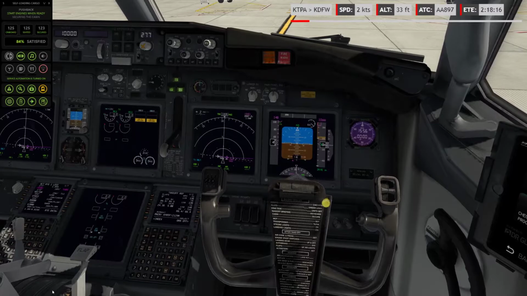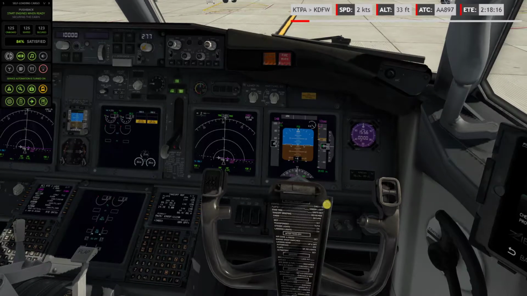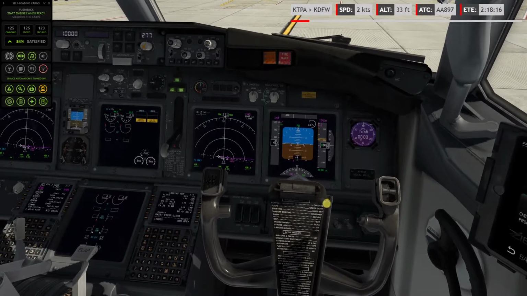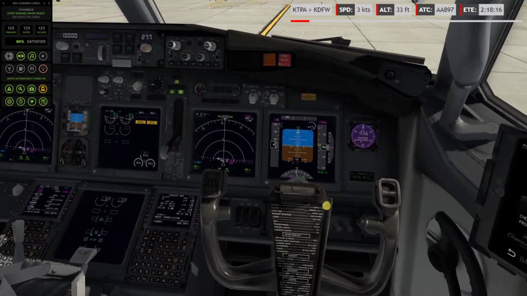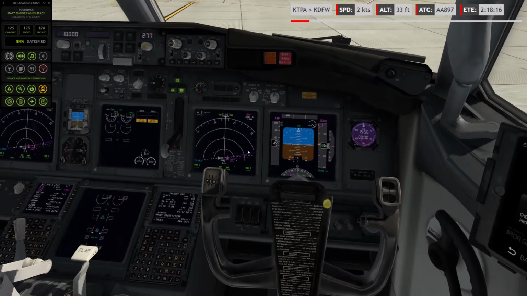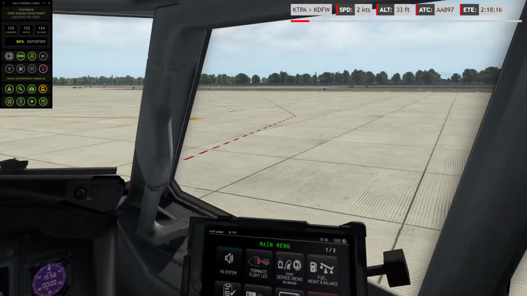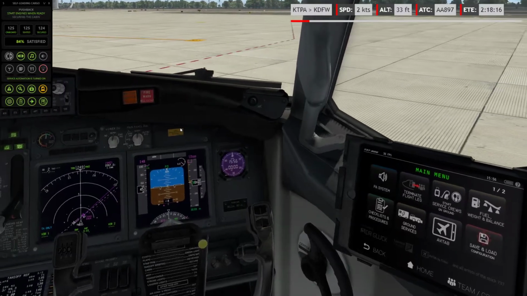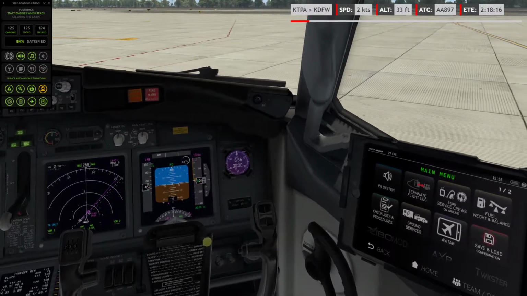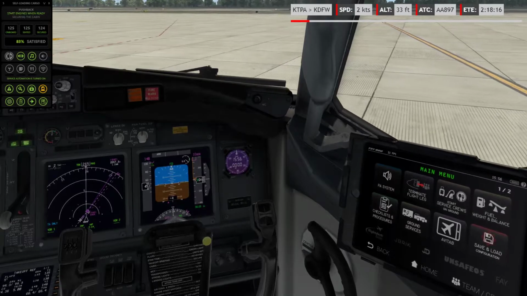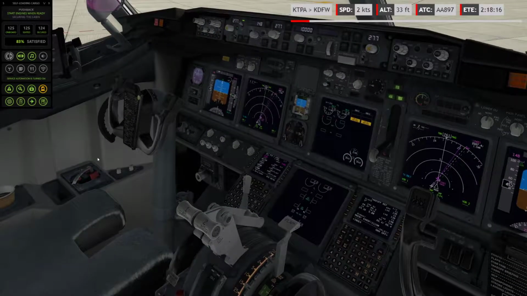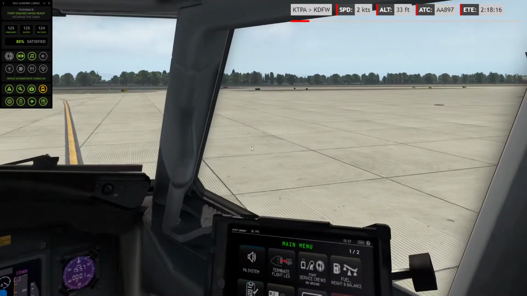Barrel, we have 3003, so set that to 3003. Oh, it's actually not Delta. I don't have the American Airlines sound pack, so just pretend we are flying Delta.